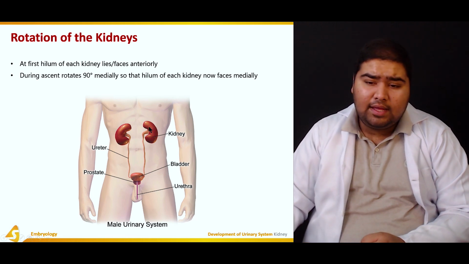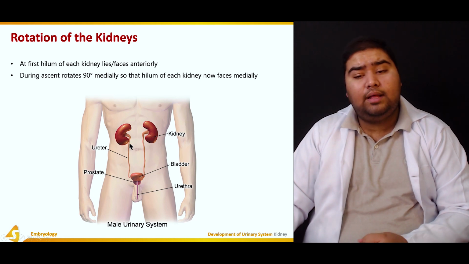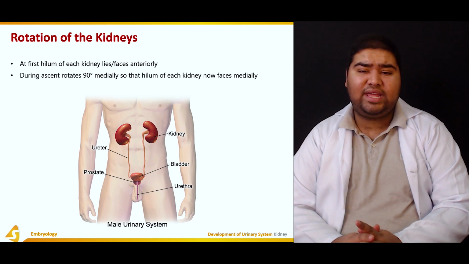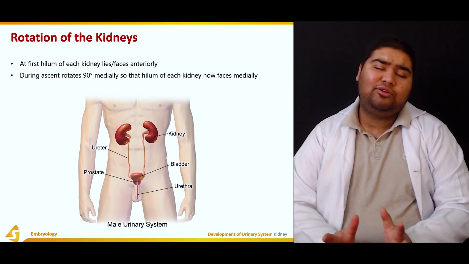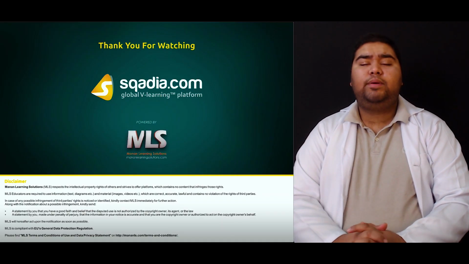Here you can see this is the hilum of the kidney, and for both the kidneys, the hilum is facing medially, that is towards the central body axis, and this is how the rotation of the kidney takes place. So this was all about this section.